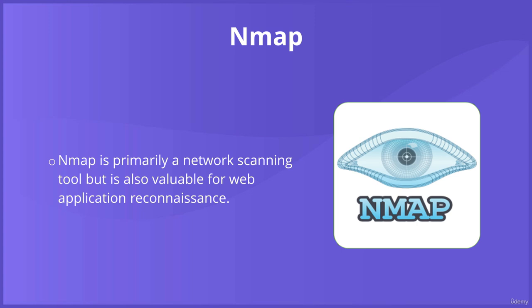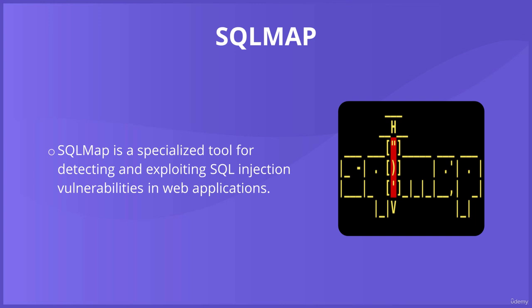But we've also got SQLmap. SQLmap is a specialized tool for detecting and exploiting, guess what? SQL injection vulnerabilities in web applications. Yeah, they're still out there. It automates the process of identifying SQL injection points, extracting data from databases, as well as escalating privileges through SQL injection attacks. SQLmap supports various database management systems and offers advanced features like tampering, fingerprinting, and password hashing during exploitation.